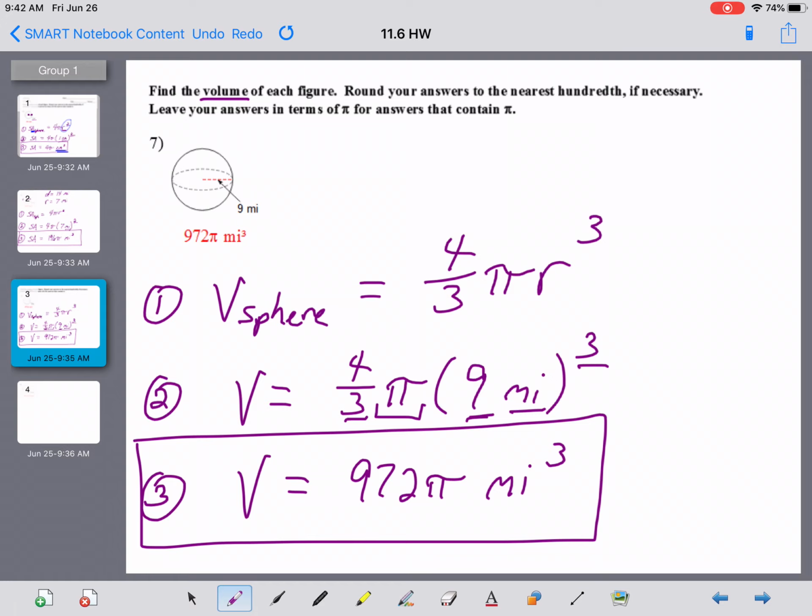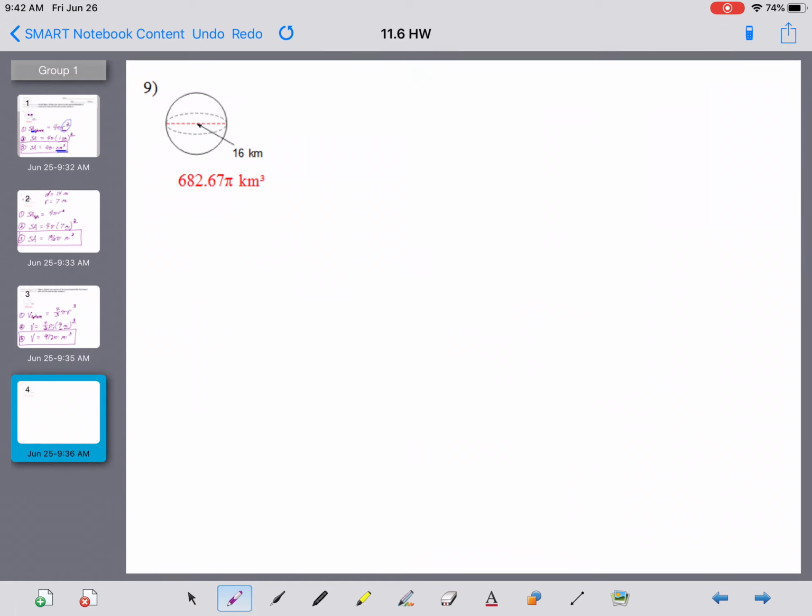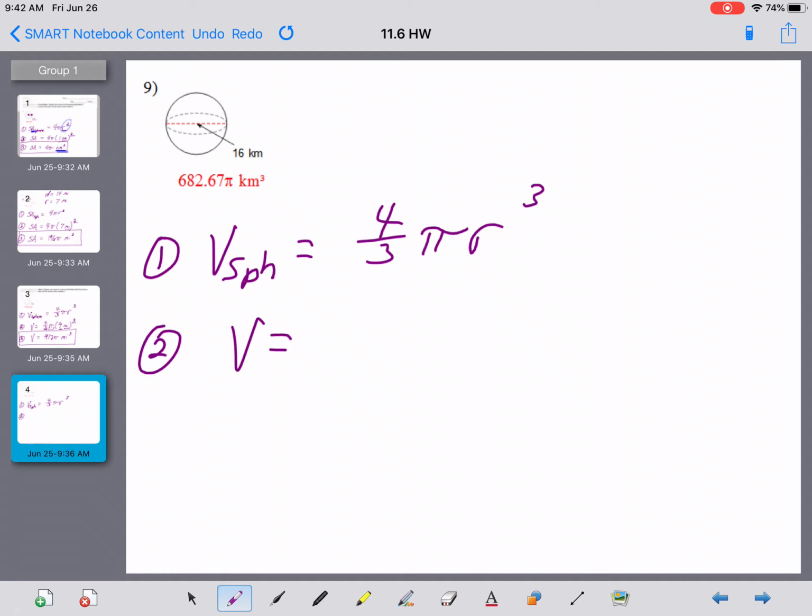Yeah. Not too bad. And then I'll do one last one with you, number 9. So again, we're looking for the volume of a sphere here. So formula, volume of a sphere is once again equal to 4/3 times pi times your radius to the 3rd power. Okay, volume is now going to be 4/3 times pi.